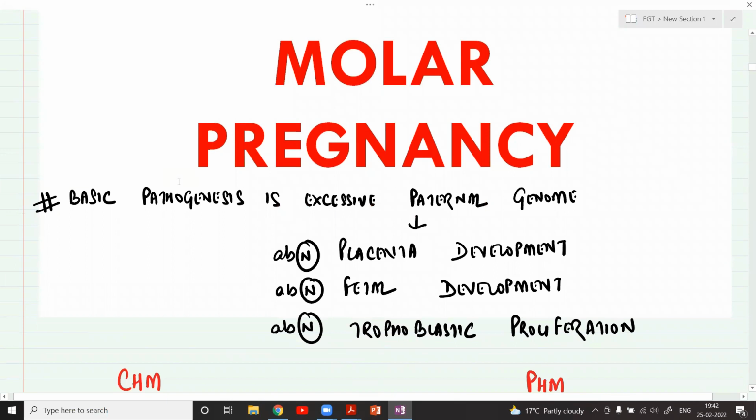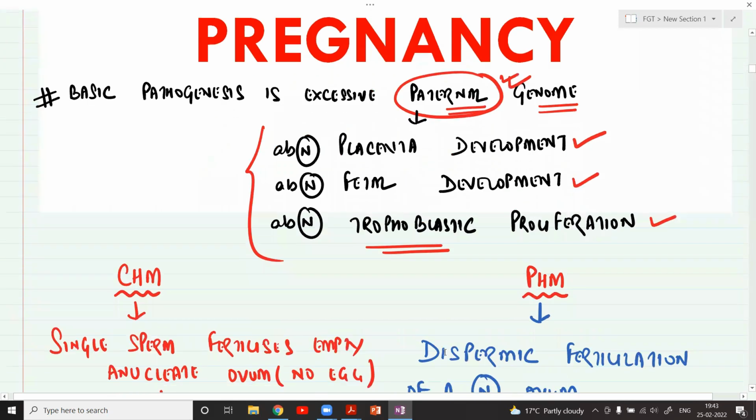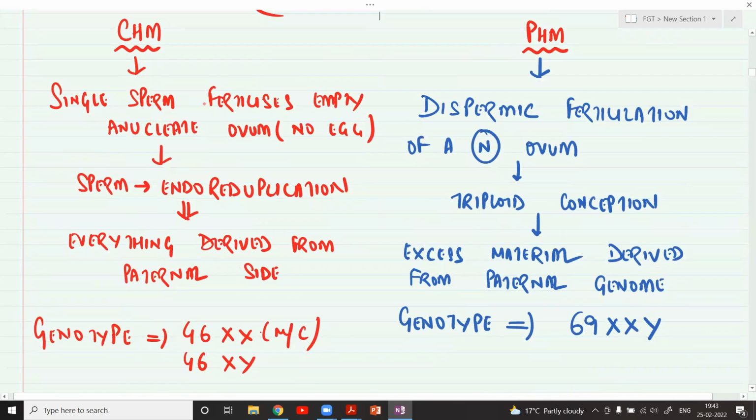But before we start with the molar pregnancy, we need to understand the basic pathogenesis of molar pregnancy. It is characterized by an excessive amount of paternal genome. This extra paternal genome is causing abnormality of placenta development, abnormality of fetal development, and also abnormal trophoblastic proliferation. If we see in molar pregnancy, we have two important types: one is the complete hydatidiform mole, the second one is the partial H mole.